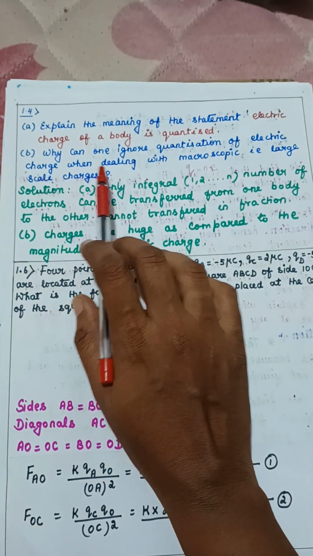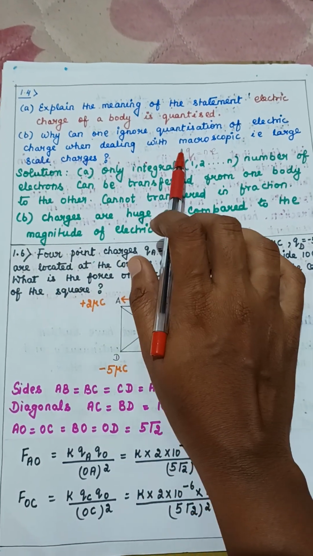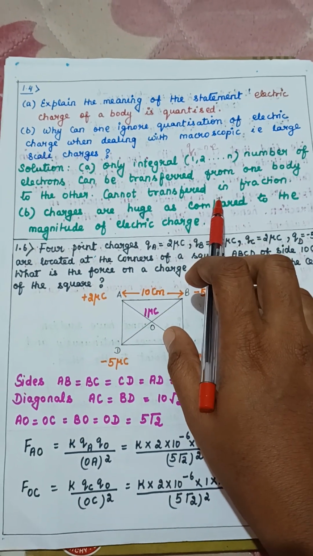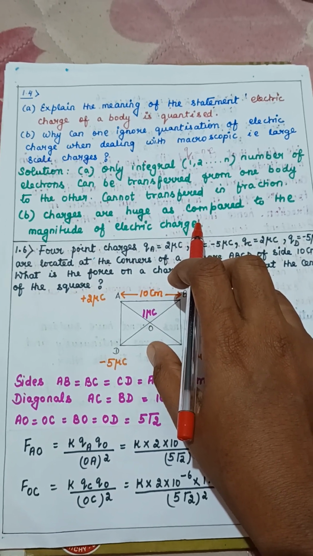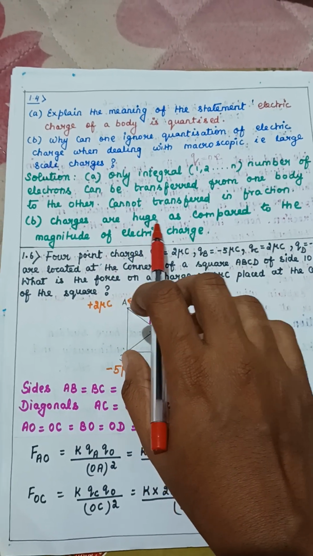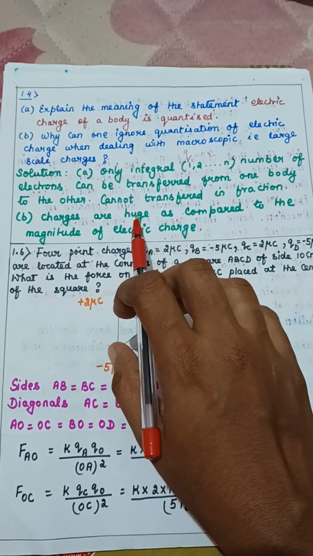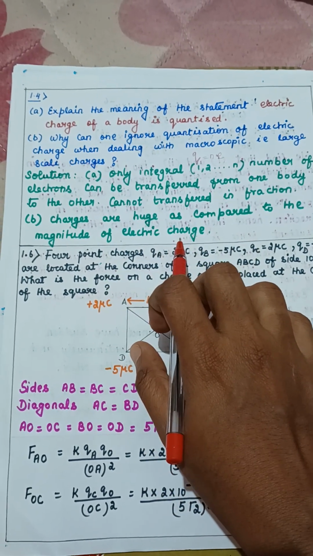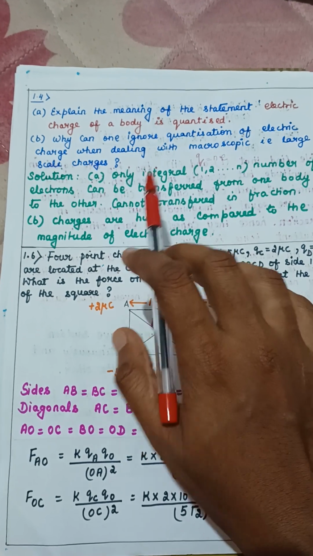Next, why can one ignore quantization of electric charge when dealing with macroscopic? Macroscopic means large scale level. So when we are dealing with macroscopic or large scale level, charges are huge in number. That means plenty of charges will be there, and when we are comparing the number of charges with the magnitude of electric charge, it is very small. Okay, so this is the answer.